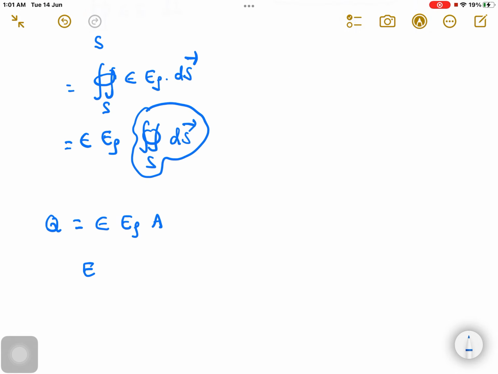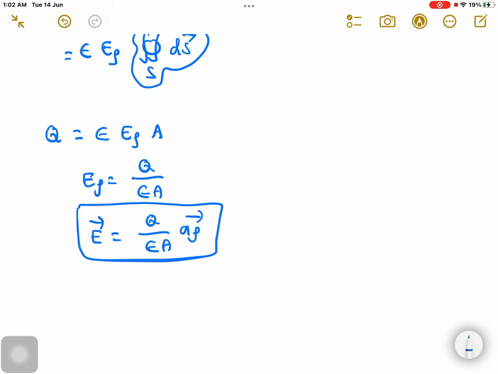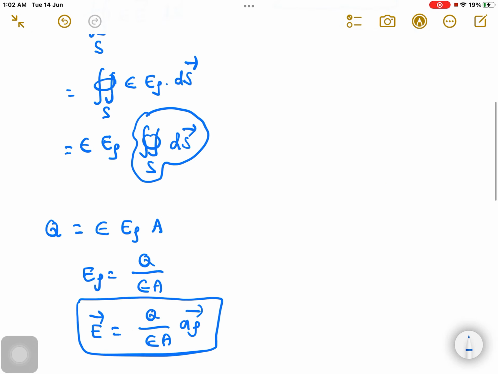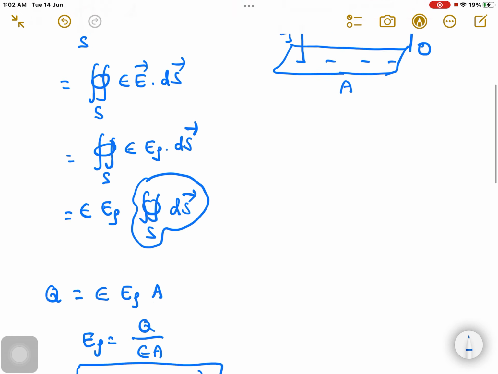From this we can write E rho equals Q by epsilon A, or in general you can write E bar, the total electric field, is given by Q by epsilon A into the unit vector along rho, that is rho bar. So this is the total E bar in this parallel plate arrangement. In the process of finding Q, we have evaluated E bar. Now let us see how to find another parameter, V.